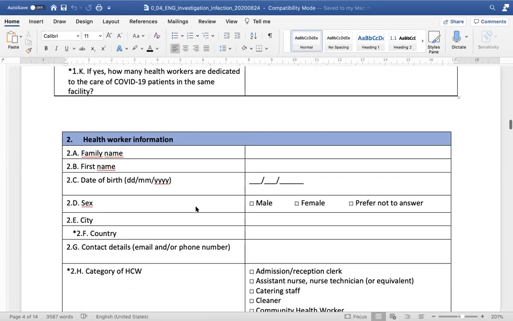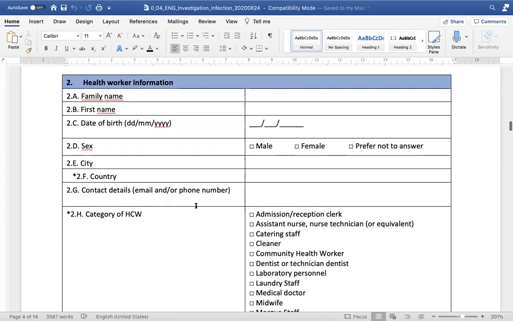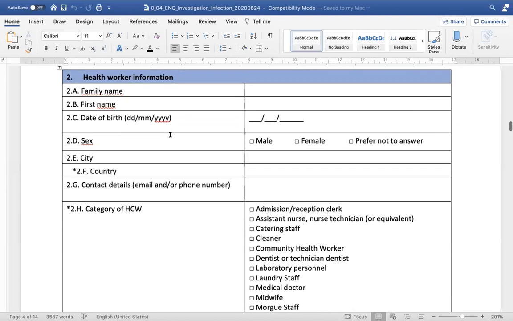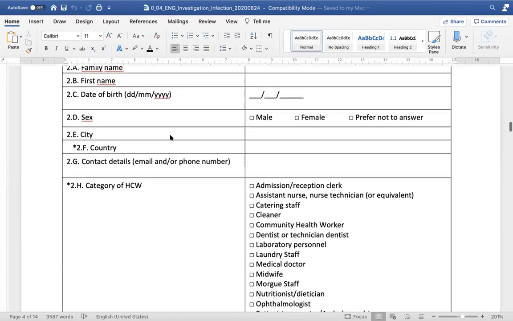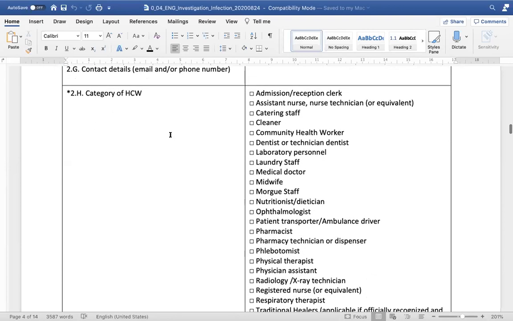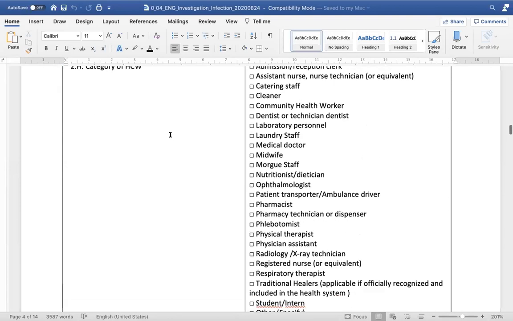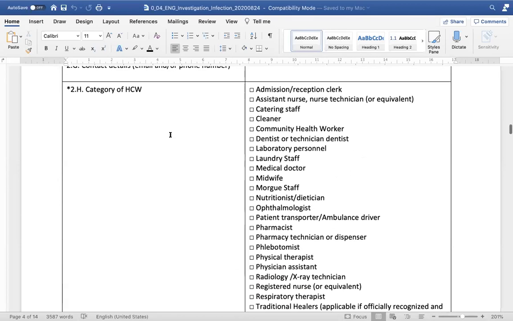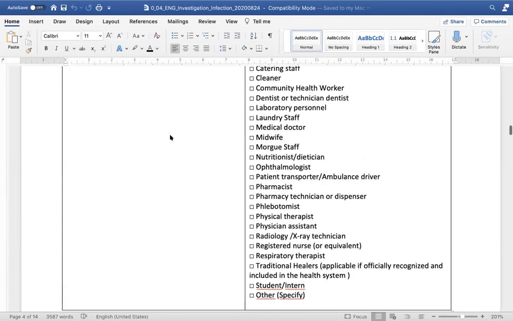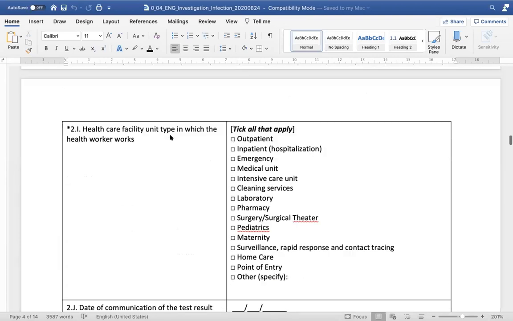Now, the next section, which is 2, is on health worker information. That is the one that has tested positive. So we have the name, the date of birth, sex, city, country, contact details, and then the category of healthcare worker. This is very important. So you select from the options that have been provided. Please move down.